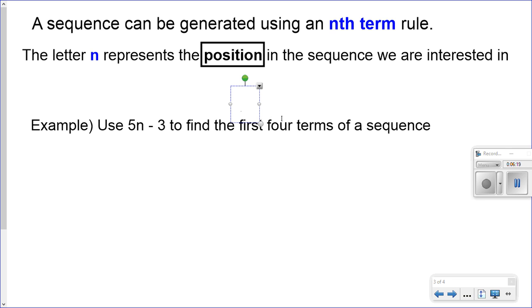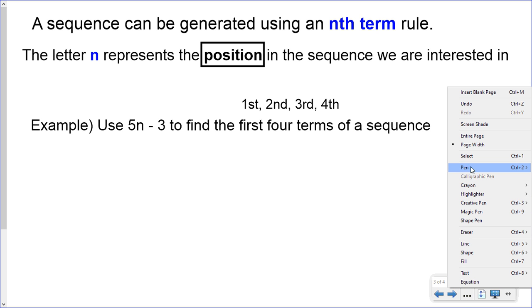Well, the first 4 terms of a sequence will start with the first term, and the second term, and the third term, and then the 4th term. Beyond that, we'd have our 5th term, 6th term, and so on. But we're interested in the first 4 terms, so we want our first term, our second term, our third, and our 4th.